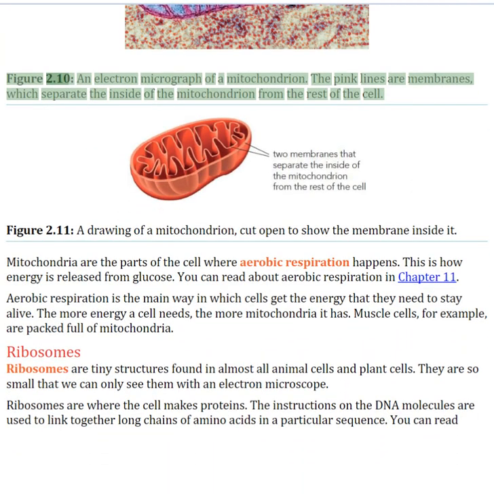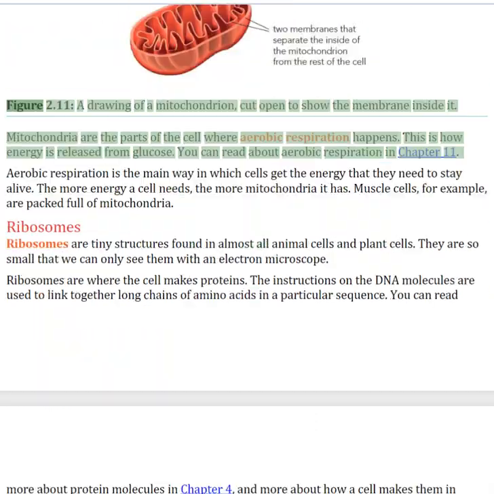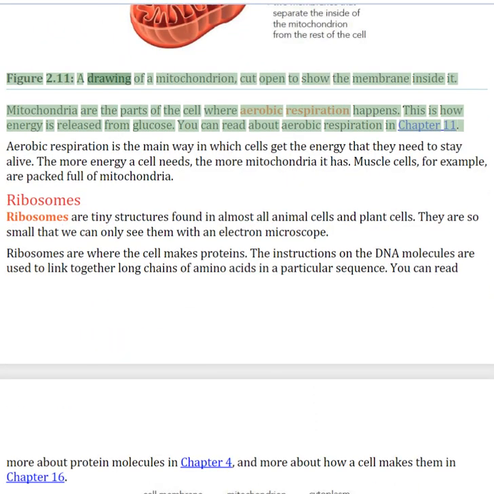Figure 2.10, an electron micrograph of a mitochondrion. The pink lines are membranes, which separate the inside of the mitochondrion from the rest of the cell. Figure 2.11, a drawing of a mitochondrion, cut open to show the membrane inside it.